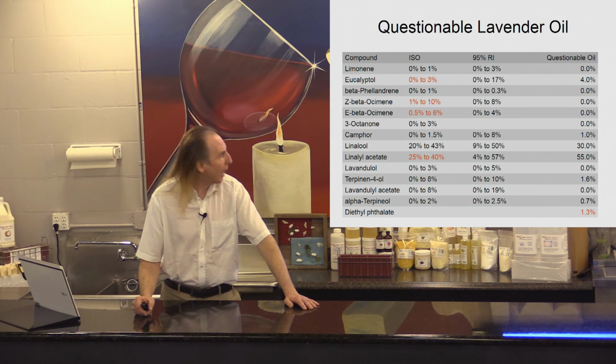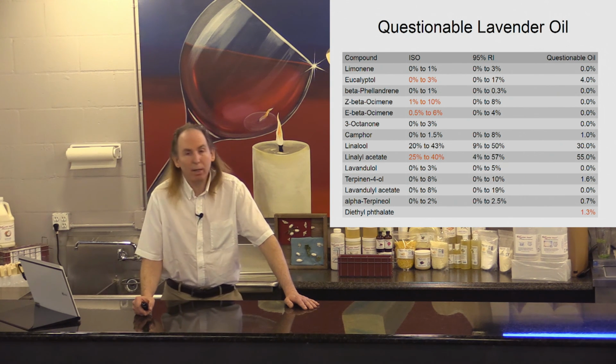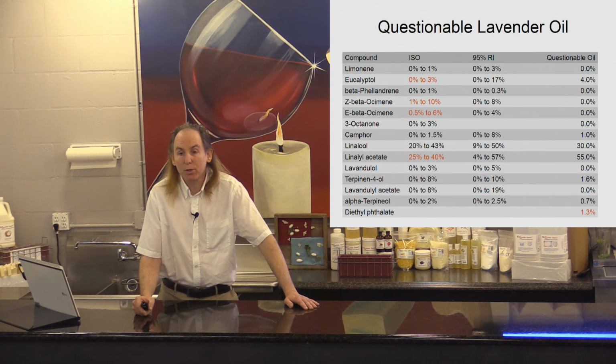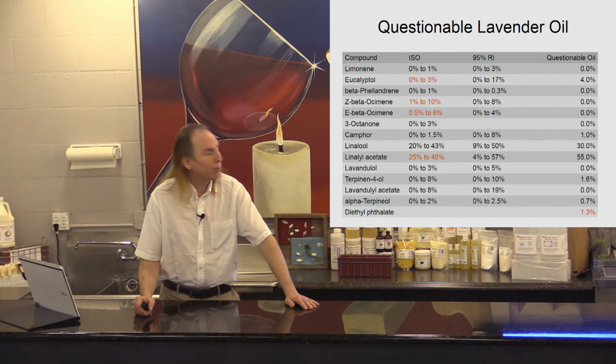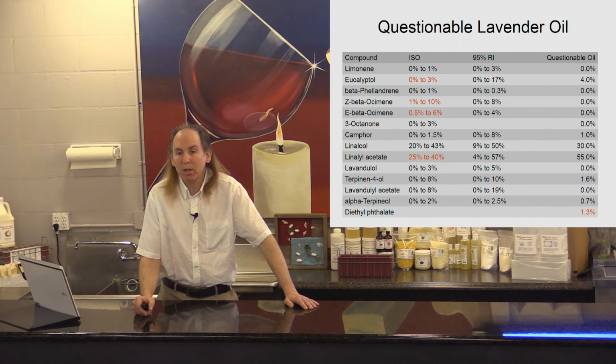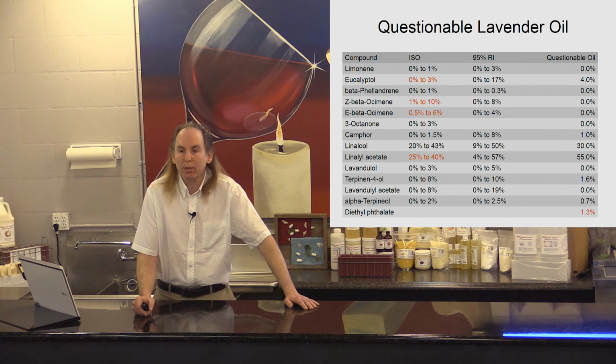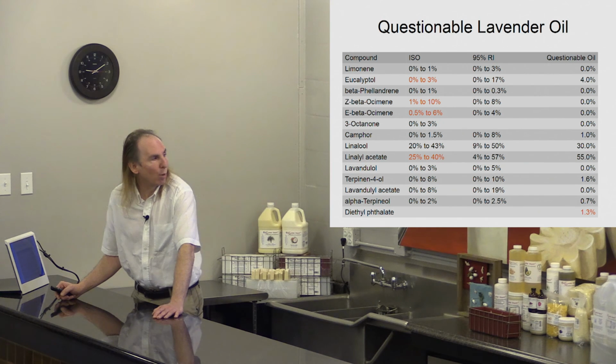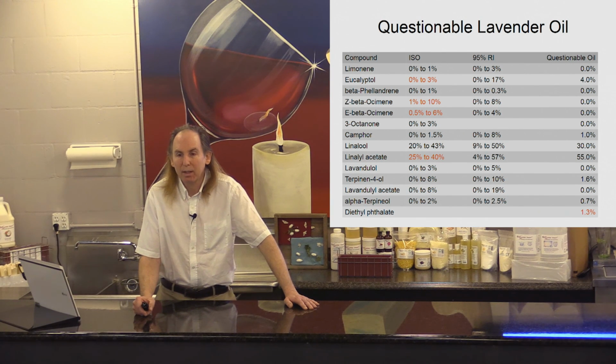essential oil. I am going to flag this, even though it's within the 95% reference interval for just about everything. I am going to flag it because of the 1.3% diethyl phthalate. And part of my goal in doing these analyses is to protect Essential Depot from criticism by their competitors. If a competitor saw 1.3% diethyl phthalate, they would make hay out of it.